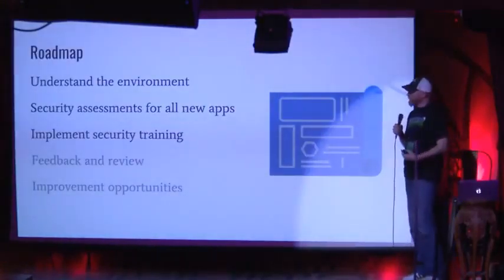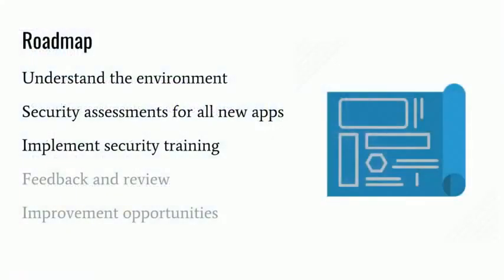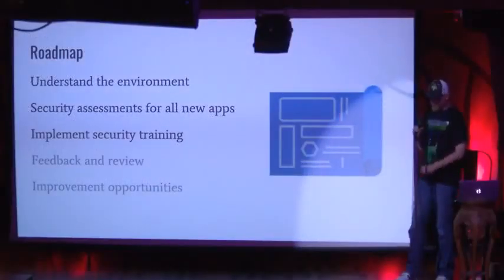So here's my roadmap. This is how I build out an application security program. The first one is understand the environment. Then I'll implement security assessments and processes. And then I'll do training. And those are the first three, because this is just kickstarting a program. So this is just getting something off the ground. The other two are kind of obvious too. Get feedback and review, and look for continued improvement opportunities. We won't really talk about that a whole lot here, but we'll focus on the first three.